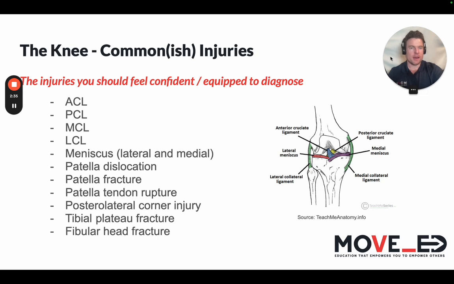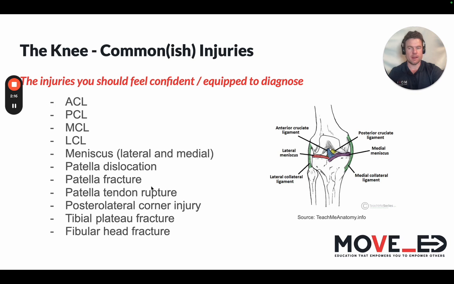Now, when we're thinking about acute knee injuries, the key problems are listed here, and these are the things that you should feel confident in assessing and diagnosing as an early career clinician. It's not exhaustive, and some things are more common than others, but these are the key pathoanatomic diagnoses that I think you should be comfortable dealing with.